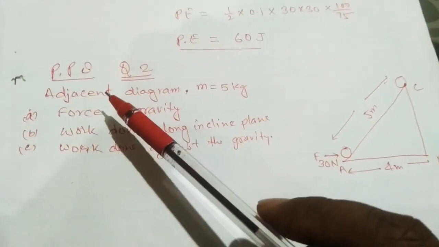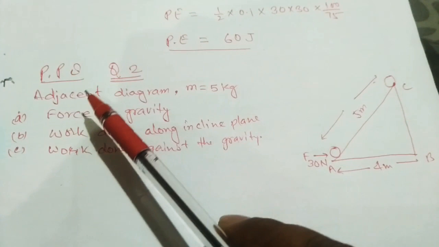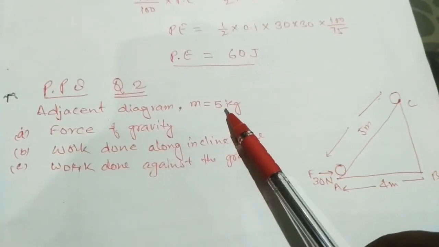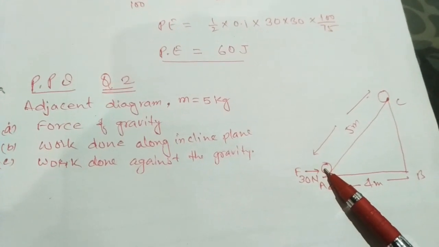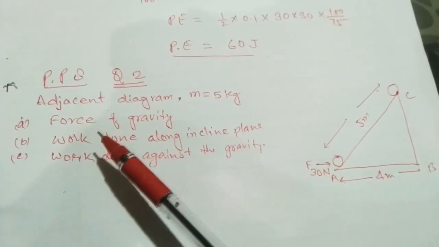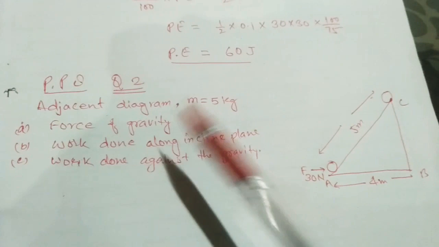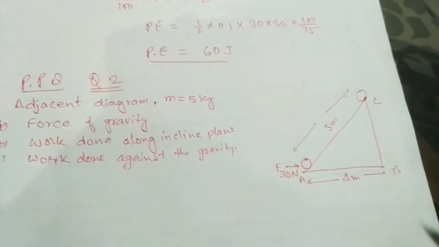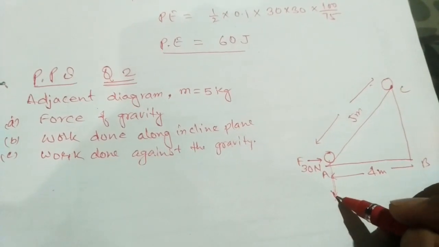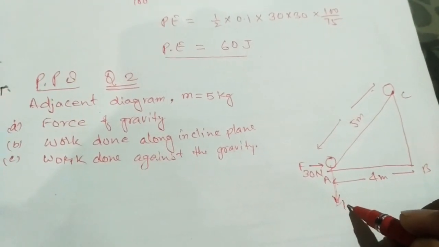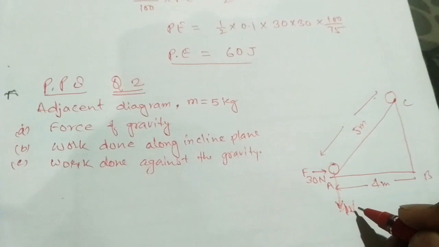Now this is practice problem 8, question number 2. The question says, in the adjacent diagram, the mass of the object is 5 kg, means this object is of 5 kg mass. The question is, first calculate the force of gravity on this. You know that the force of gravity will act in this direction, and the force of gravity is known as the weight of the object.